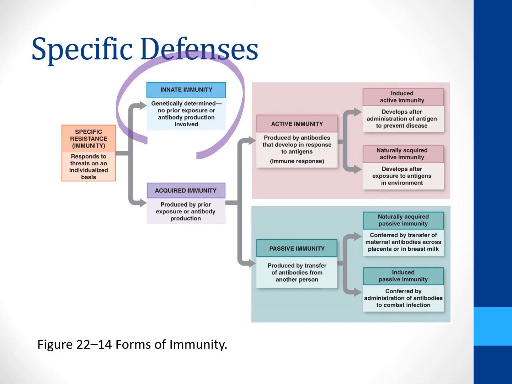Passive immunity is produced by the transfer of antibodies from one person to another. So that can also be natural or induced. Naturally acquired passive immunity occurs with the transfer of antibodies from the mother to the baby across the placenta and then later through breast milk. Induced passive immunity is when you actually take antibodies from one person and inject them into another person. So the rabies vaccine is actually rabies antibodies that are being injected into an infected person.